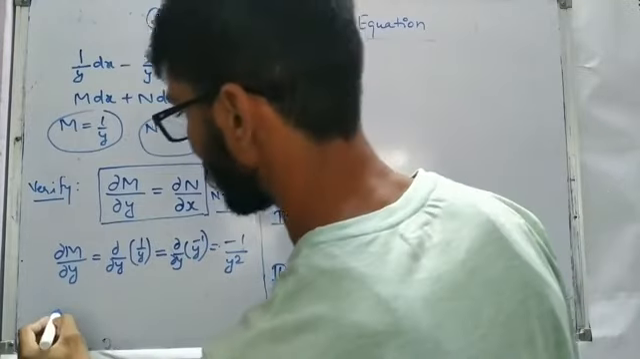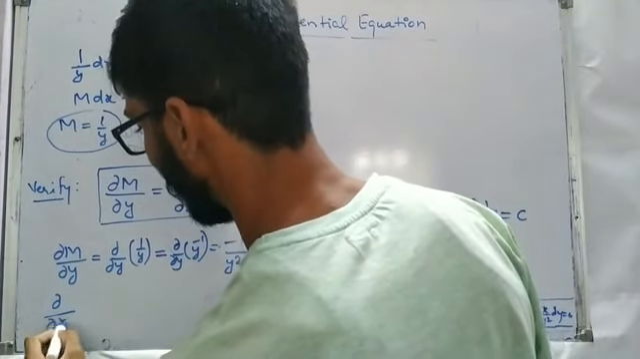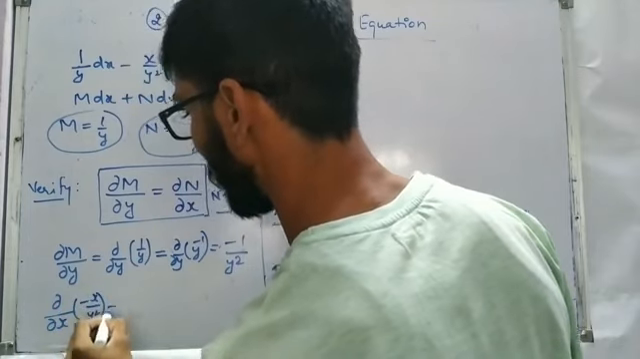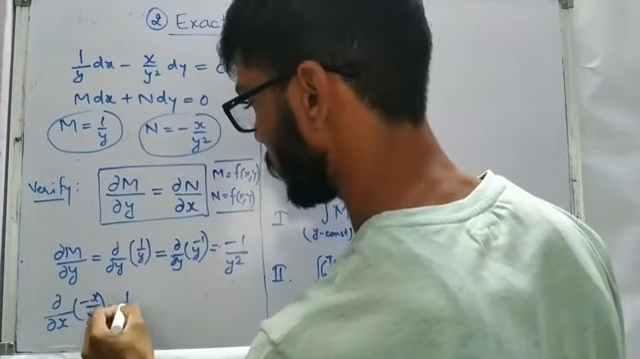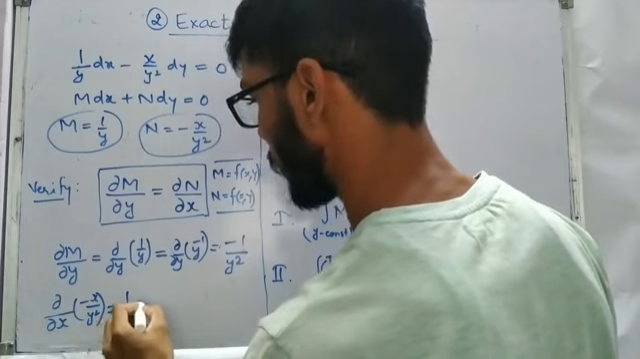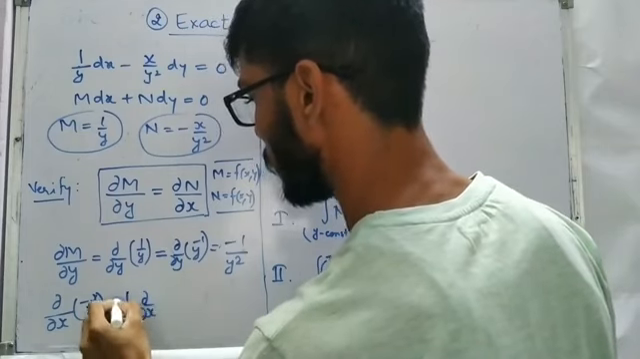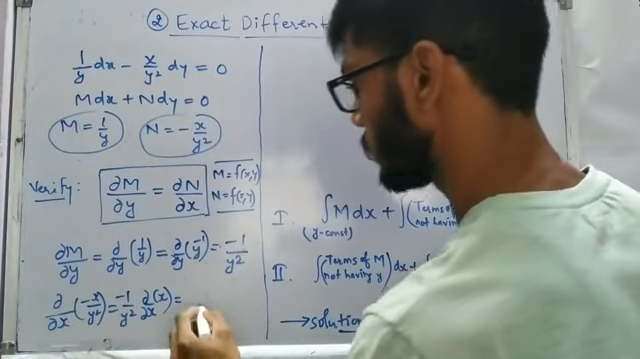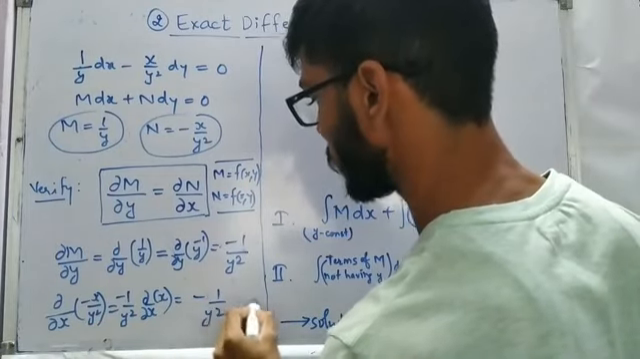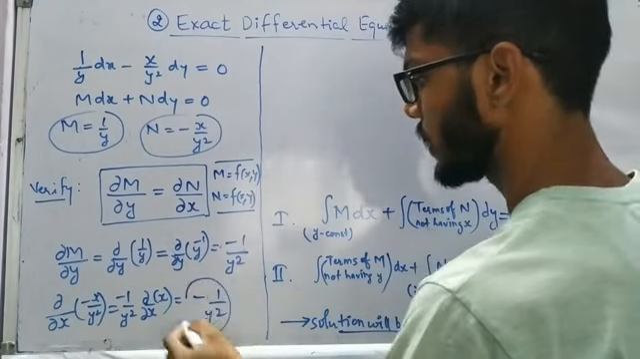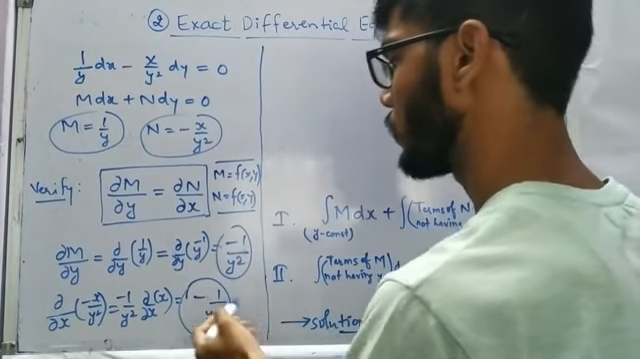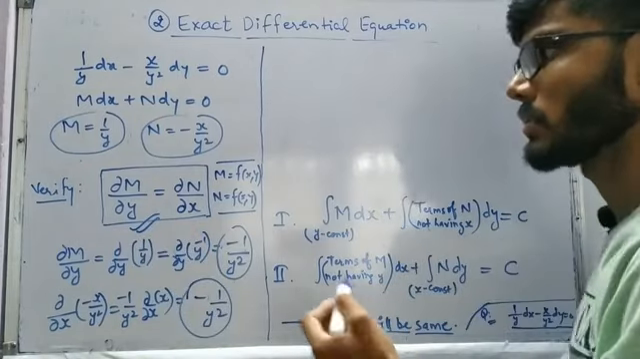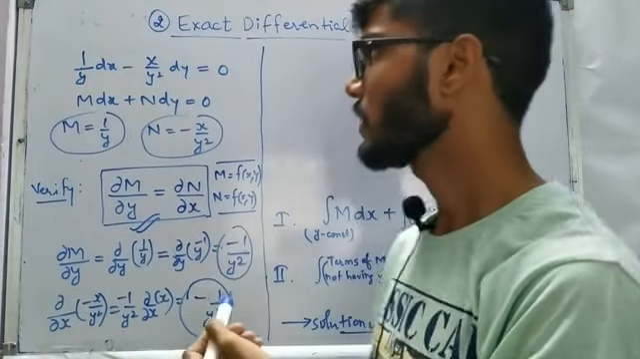And the differentiation of N with respect to x. N is minus x upon y square, and anyway it is a partial derivative. So 1 upon y square we take out, and dou by dou x of x, the differentiation of x with respect to x is 1 only, so it will also come as minus 1 upon y square. So as we can see, minus 1 upon y square is equal to minus 1 upon y square. So dou M by dou y is equal to dou N by dou x. So this is going to be an exact differential equation.